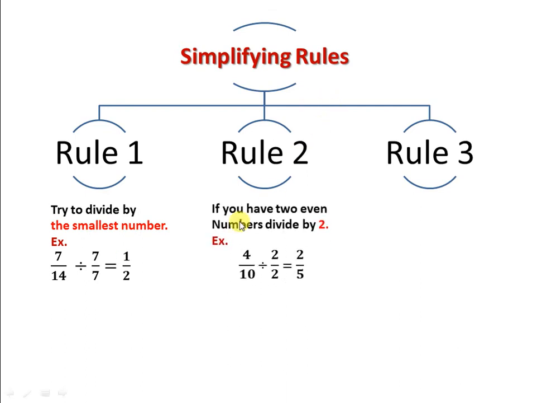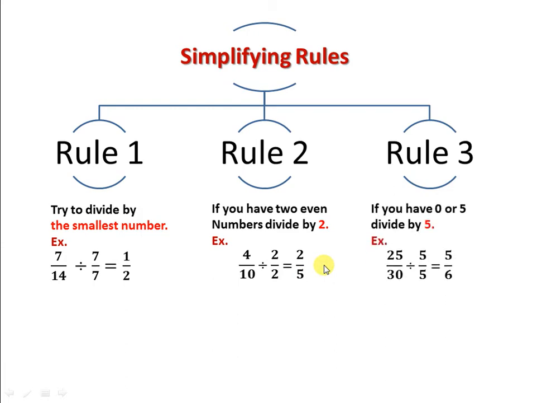Rule number 2. If both numbers, the numerator and the denominator, are even, try to divide by 2, up and down, of course. So for example, 4 over 10 or 4 tenths. Both numbers are even. So let's divide both numbers by 2, up and down. 4 divided by 2 will equal 2. 10 divided by 2 will equal 5. And this is the simplest form. Why? Because 2 is a prime number and 5 cannot be divided by 2. Also, 5 is a prime number and 2 cannot be divided by 5.